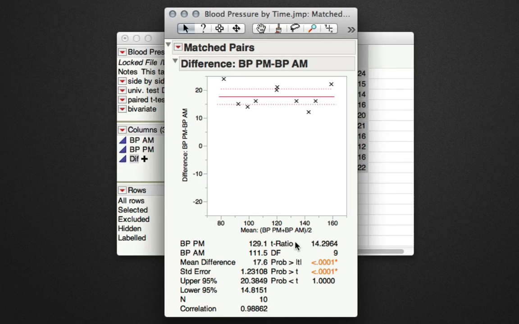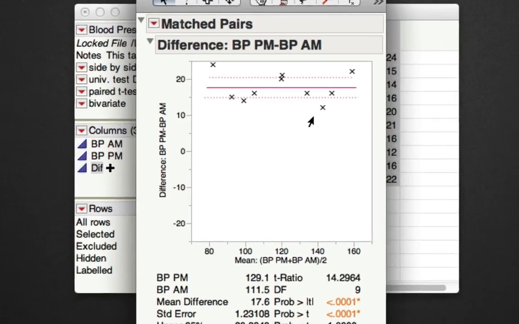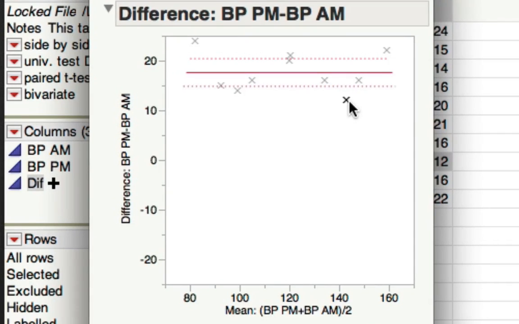Our relevant test statistic is the t-ratio here, and we get a value that is statistically significant, indicating that, on average, we expect individuals to experience a difference between their AM and PM measurements. The mean by difference chart shows us each individual's average, so blood pressure PM plus blood pressure AM over 2, plotted against their difference from PM to AM, blood pressure PM minus blood pressure AM.